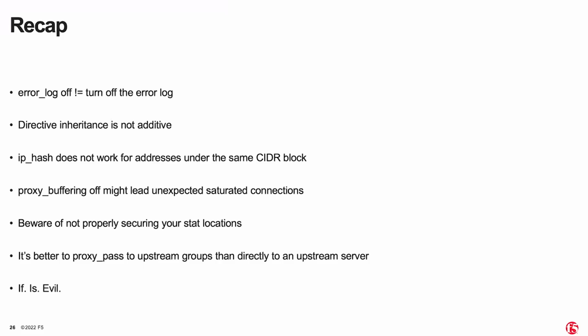So to recap, error_log off does not turn off the error log. Directive inheritance is not additive. IP hash does not work for addresses under the same subnet block. Proxy buffering off might lead to unexpected saturated connections. Beware of not properly securing your stat locations. It's better to proxy_pass to upstream groups than directly to an upstream server, and if is evil.